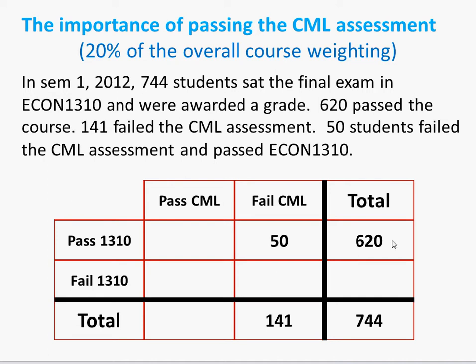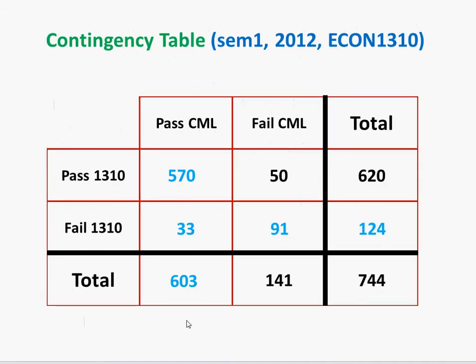See if you can fill in the rest of this table by just stopping here for a sec and calculate those numbers. If you do that, you get this table called the contingency table, and the numbers in blue are what you should have calculated. So you can see 570 plus 50 is 620. That's the number passing the course. 620 plus 124 is 744, and so on.